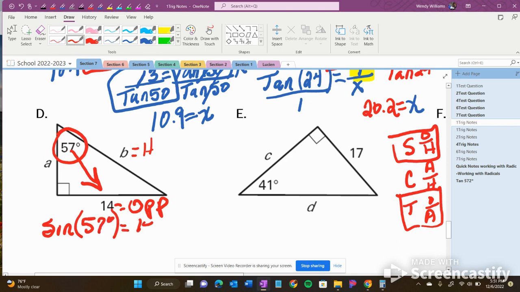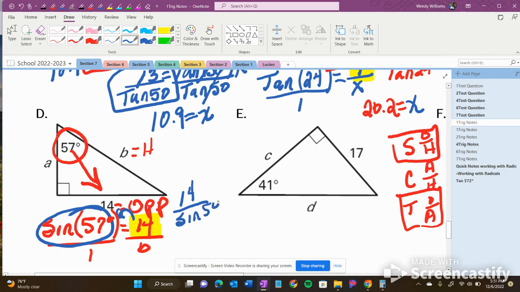Opposite is 14. Hypotenuse is b. Cross multiply. Again, we said if your x is on the bottom, take what's on the top and divide it by what's on the left. We end up with 14 divided by sine 57.